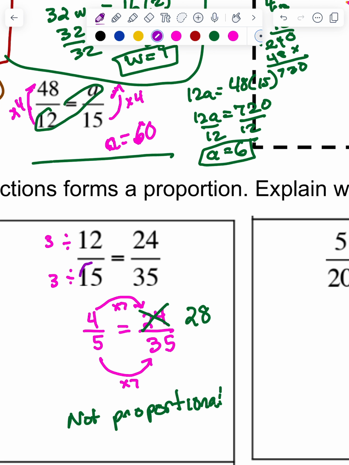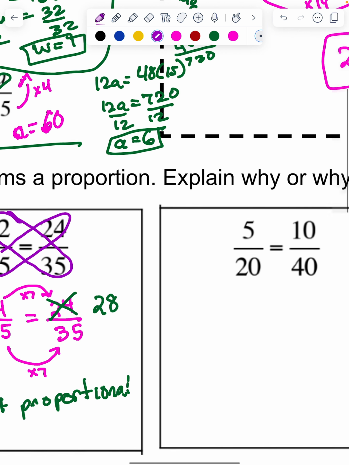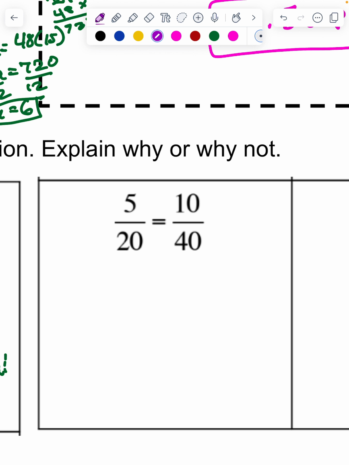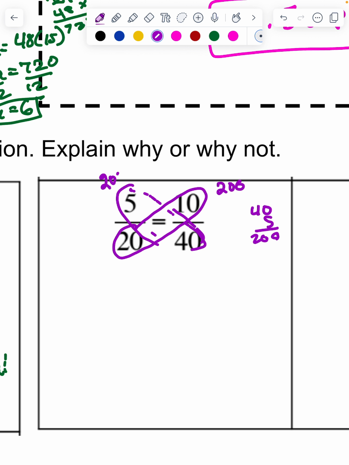If not, you are multiplying this times this and this times this. You're going to have to know a skill to figure out proportional, not proportional. I can do 20 times 10 is 200. 40 times 5 is 200. These were easier to multiply, so that's proportional.